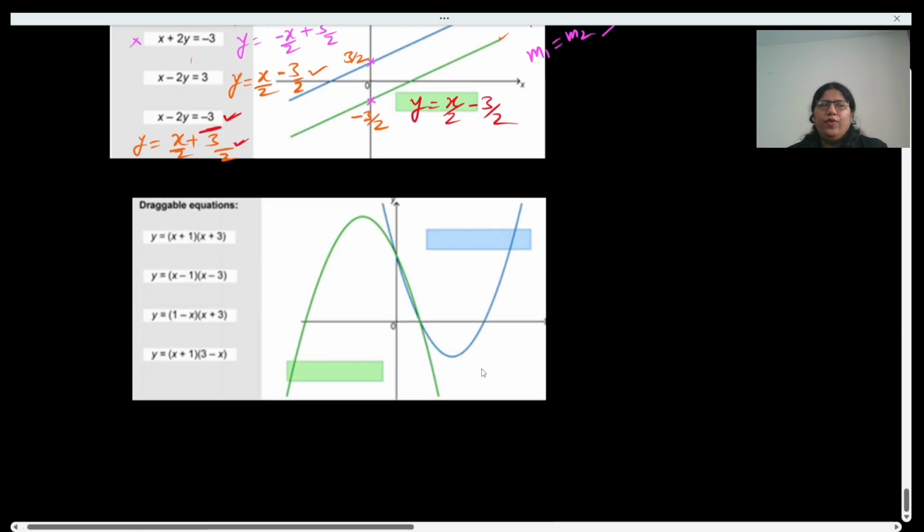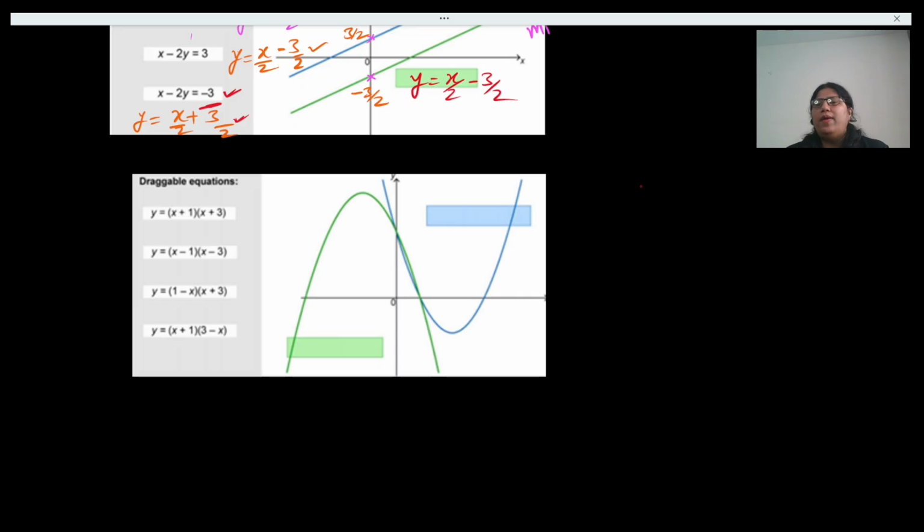Now the next figure, if you see, there are two parabolas. Drag the correct one. First thing to observe: this is cutting on the negative side, this is cutting on the positive side. So one of the zeros is common, because you can see they are cutting at the same point, and their y-intercept is also the same, which is positive. They are also intersecting here. Now it's already given in factorized form, so get the zeros first.